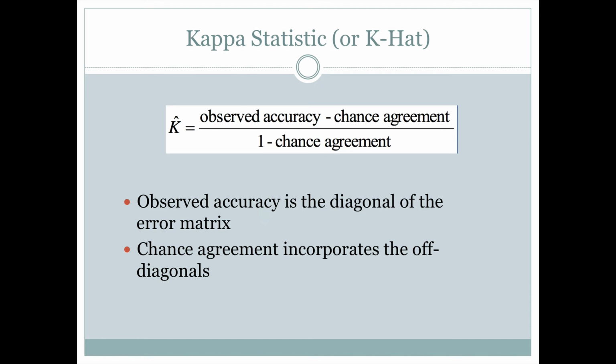It incorporates the off diagonals, not just the diagonal down the middle of the error matrix, but the off diagonals, in order to get a better idea of what were the odds that the right category would be chosen just by chance. So it's a little more complicated of a formula, but it is an important statistic to look at because it's the most rigorous of those associated with determining the accuracy of an image classification.